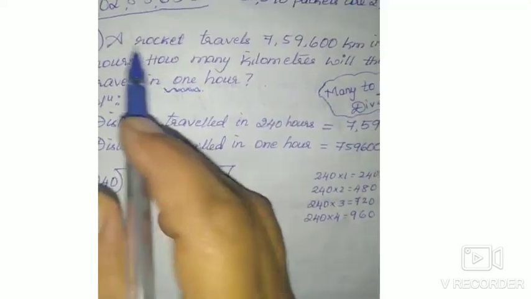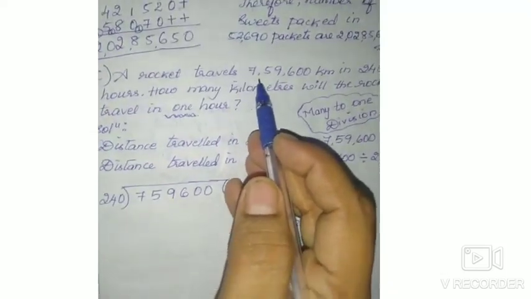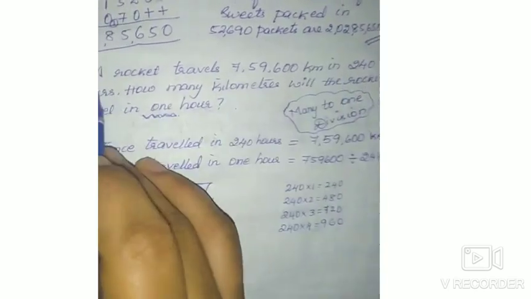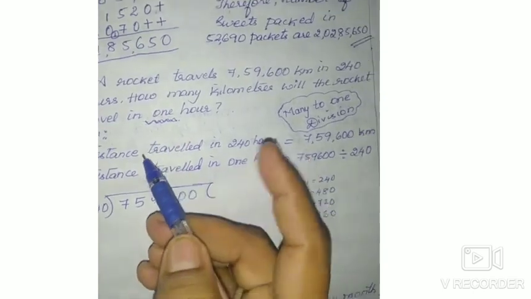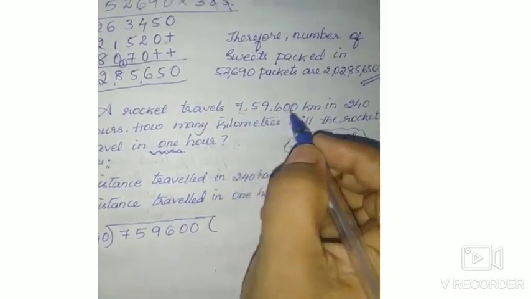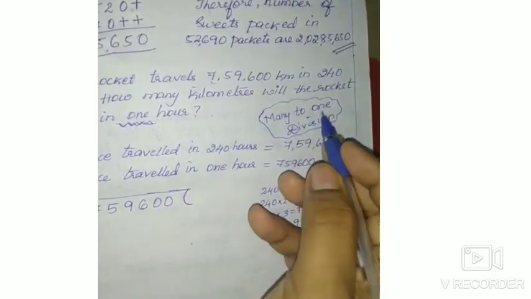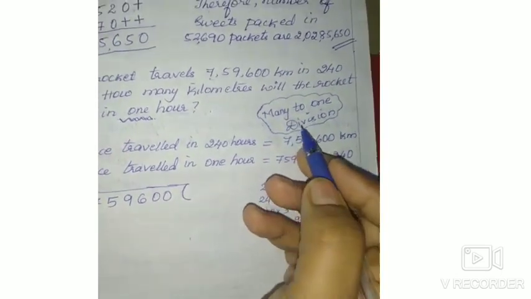Next one, a rocket travels 7,59,600 kilometers in 240 hours. How many kilometers will the rocket travel in 1 hour? See, children, here more are given and asking for 1 hour. So many to 1 is division. You have to apply division method.